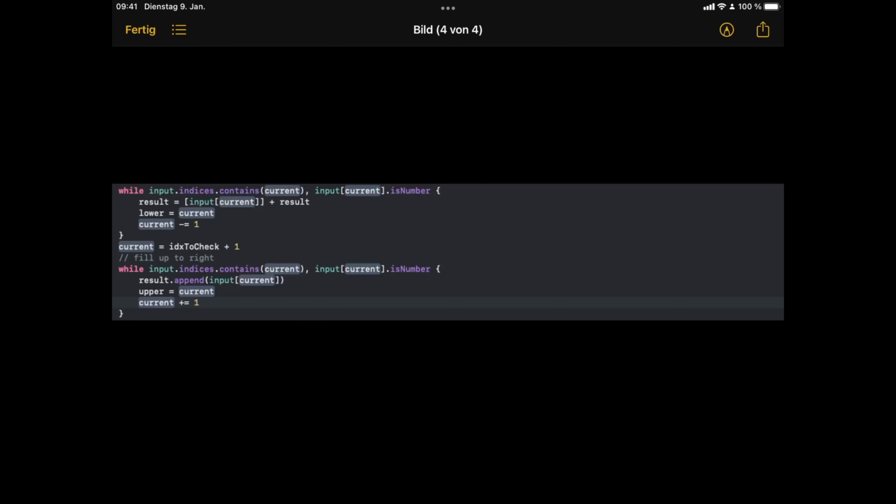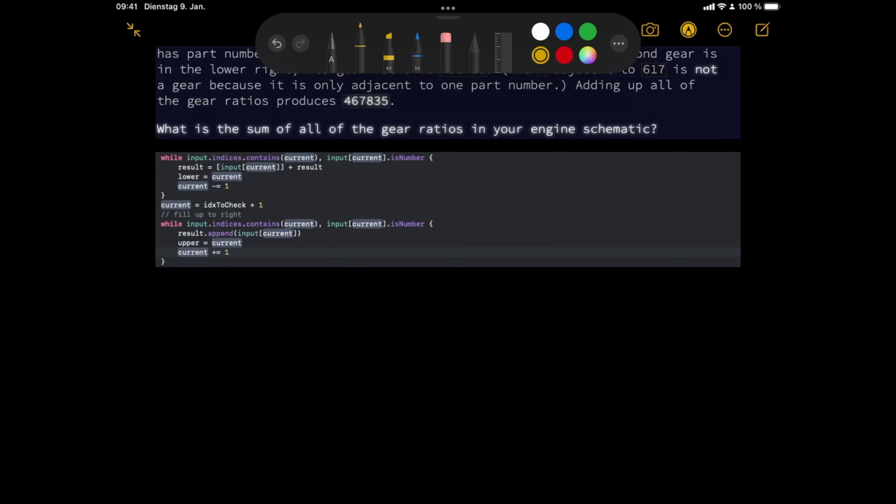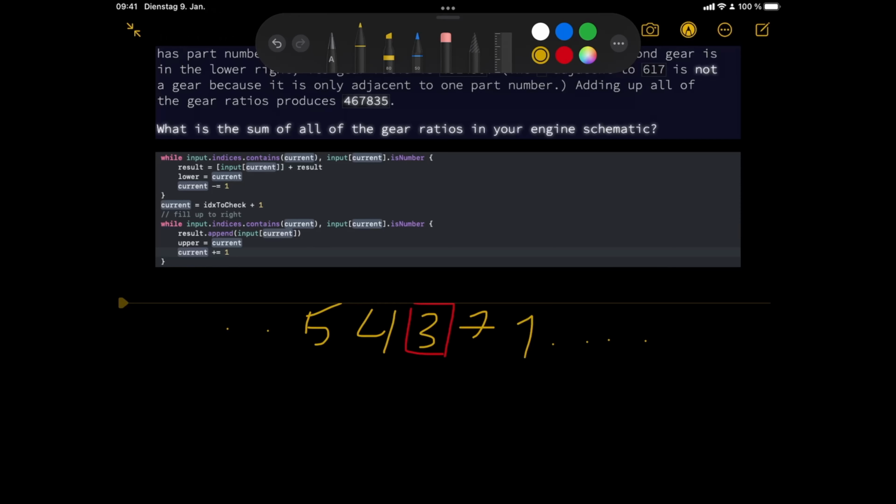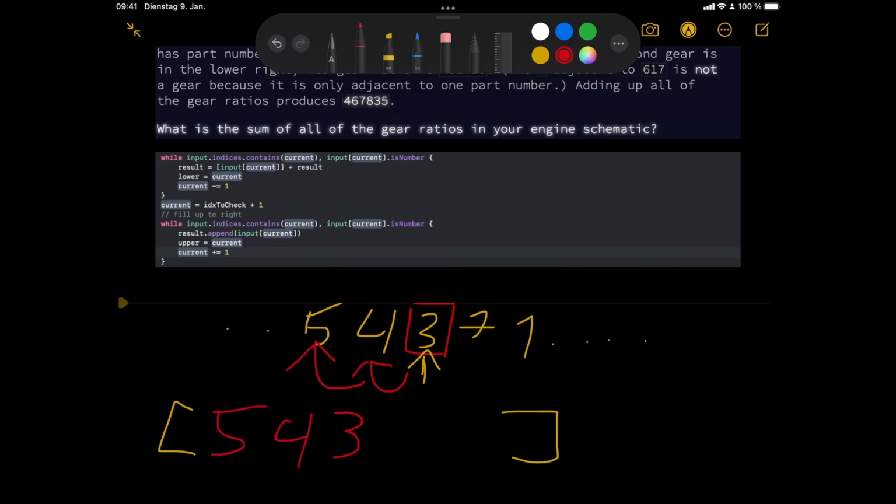So let's quickly look at what we're actually doing here. Let's say we have a row and we're currently looking at the 3. We start with an empty array, which is result, and current starts being the index we're currently at. We will first fill up to the left. So we will start to add 3 in here. Then the index will change to 4, add 4 in there. Then it will change to the 5, add 5 in there, then we will see, okay, that's not a number anymore. And then we change to fill to the right.